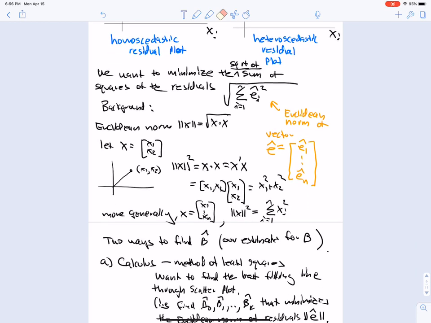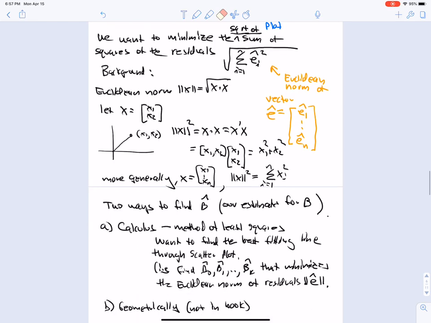So we want to minimize the square root of the sum of squares of the residuals, or in other words, the Euclidean norm of the residuals. And what is the Euclidean norm? The Euclidean norm of a vector is the square root of the dot product of the vector with itself. So if x is (x1, x2), then the Euclidean norm is essentially the distance from the origin to (x1, x2). In other words, the square of the Euclidean norm is the sum of squares of the xi.